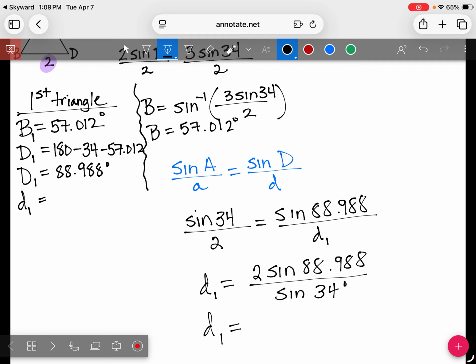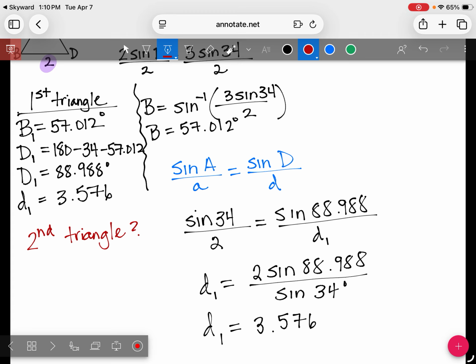So you should get 3.576. Who got that? All right, so what we know is that there's definitely one triangle. Now let's figure out if there are two. This is how we start figuring out if there is a second triangle. So I'm going to say second triangle. And I'm going to put a question mark because I don't know if there is going to be a second triangle.